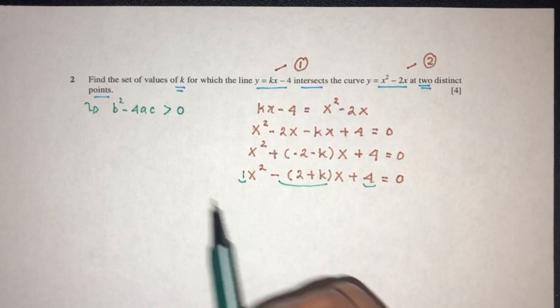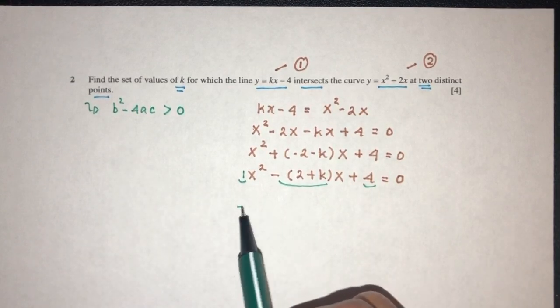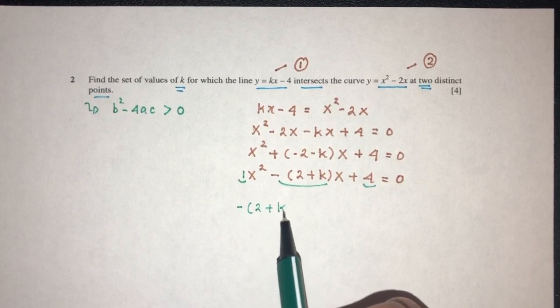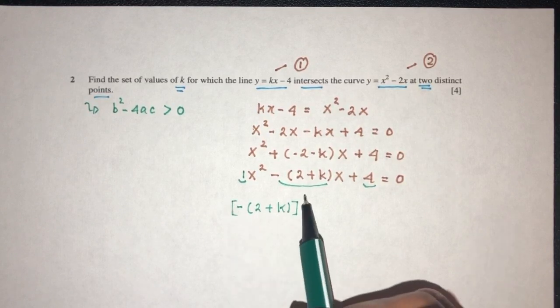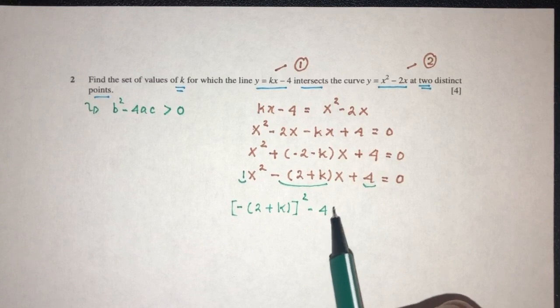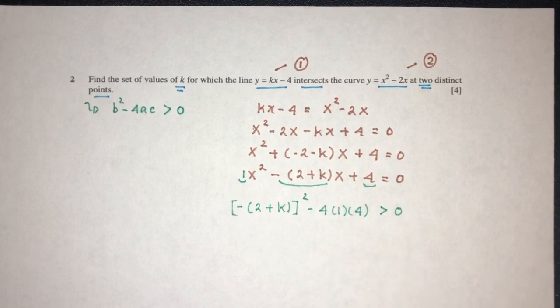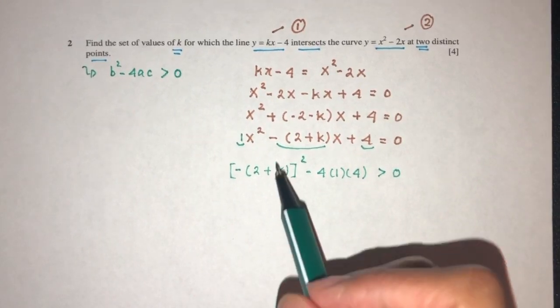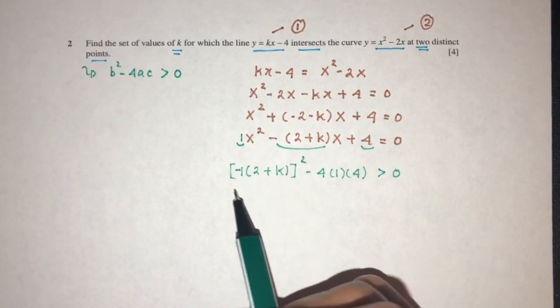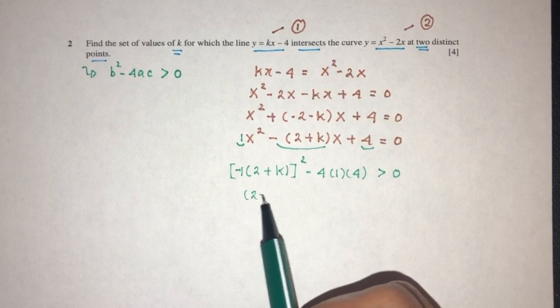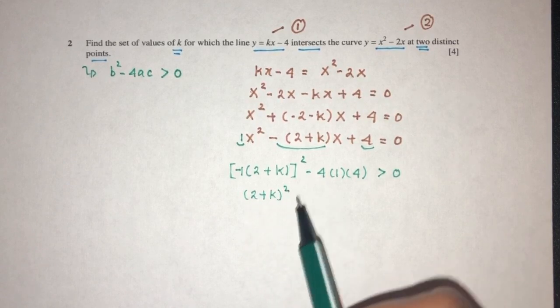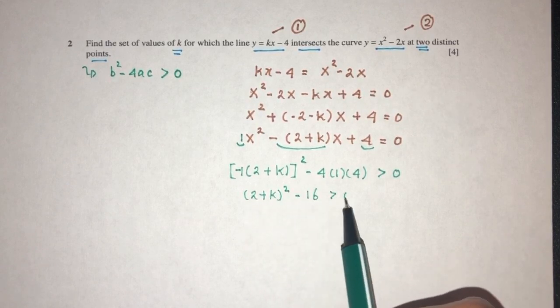So b squared minus 4ac is what? B squared is this, b squared minus 4 times a times c has to be more than 0. Let's simplify. So first, minus 1 squared is 1. Okay, you will have 2 plus k squared. That will be minus 16 more than 0.